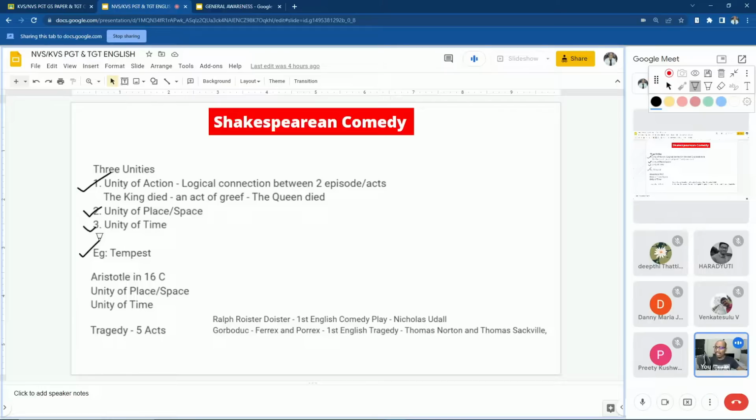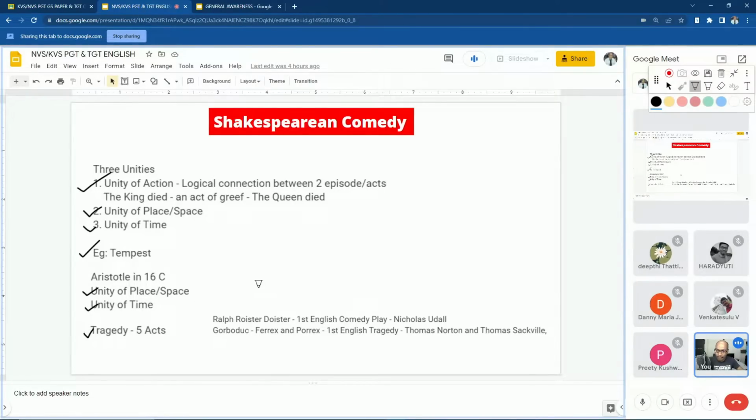Okay, and then Aristotle, he proposed only two unities: unity of place and space, and unity of time. But Shakespeare added unity of action also. Right. And tragedy, how many acts will be in a tragedy? It will definitely be five acts. So if you get a question in the examination, how many acts are in Macbeth, or in Julius Caesar, or any other Shakespearean tragedy, you have to go with five acts.